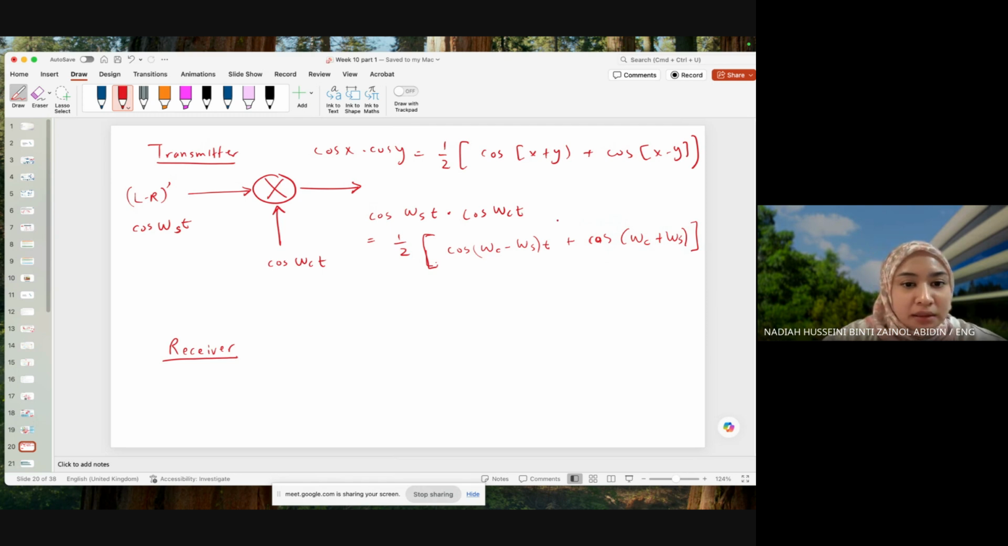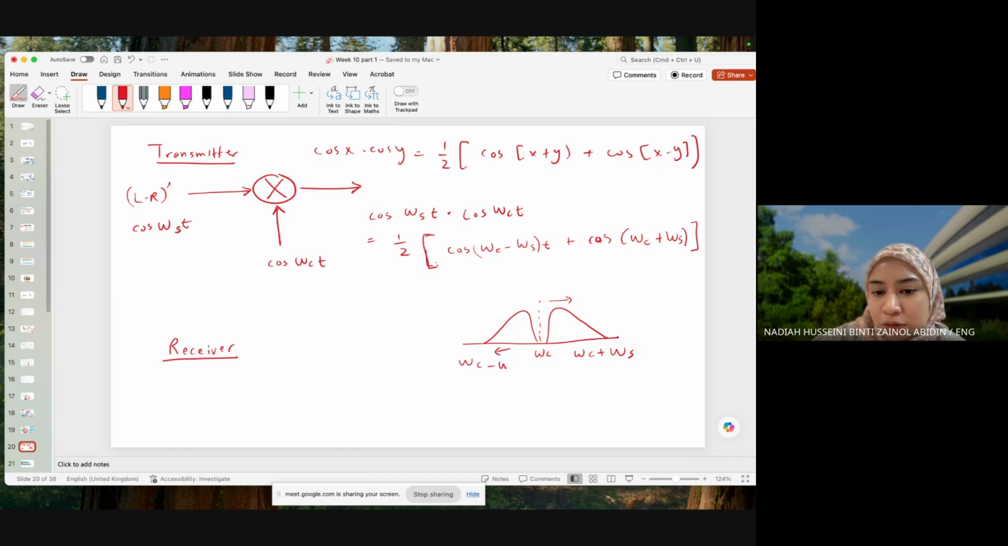So let's look at the spectrum. The spectrum was like this, right? Two shapes. Okay, so what are these? This is omega C, right? And this is going to be omega C plus omega S. And this is going to be omega C minus omega S.